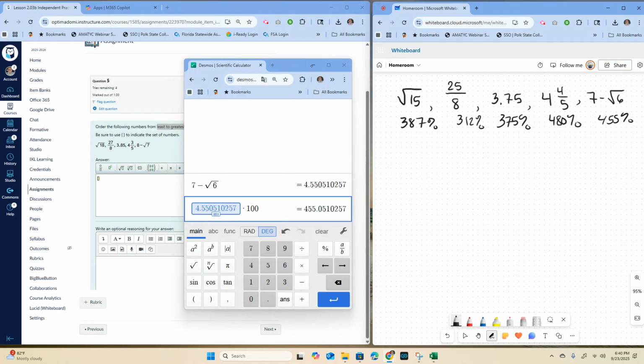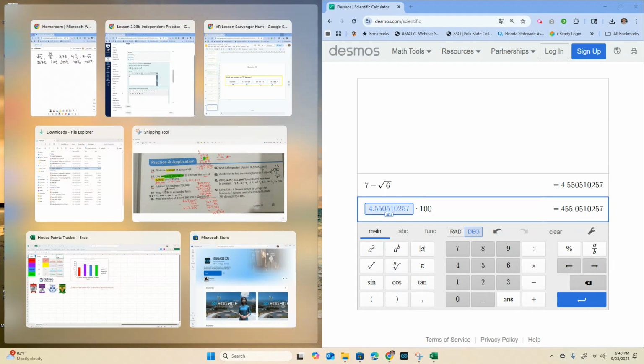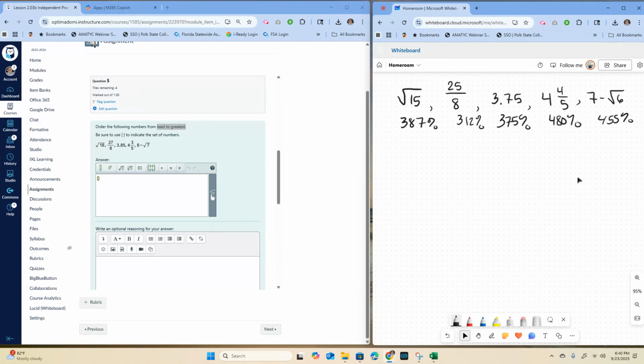Once you have all the percentages, oops, my bad for that. I didn't want to do that. Okay. Once you change every number to a percent, it's going to be much easier to put them in order. Which of these percentages is the smallest? The first one that's smaller is this one, 312%.